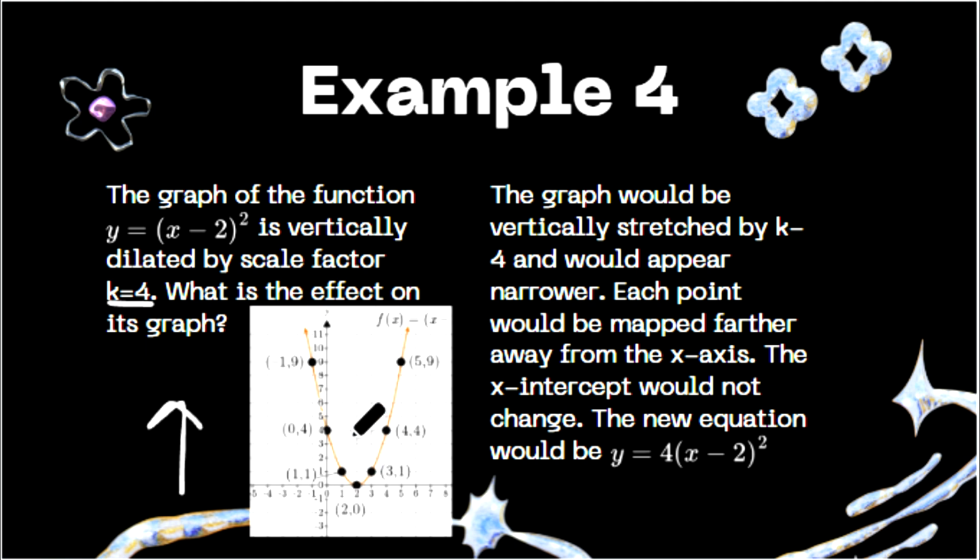1, 1 would become 1, 4, so it would be clear up here. The x-intercept would not change because the x-intercept never changes, and the new equation would be y equals 4 times x minus 2 squared.